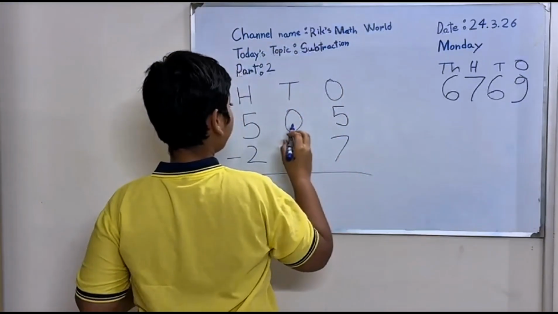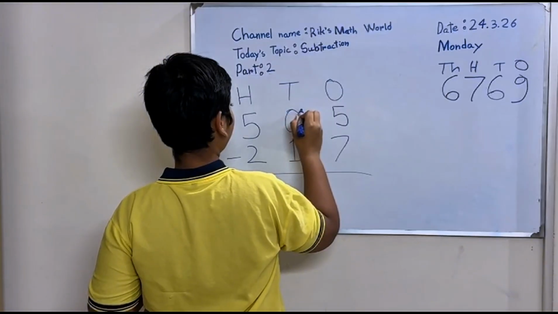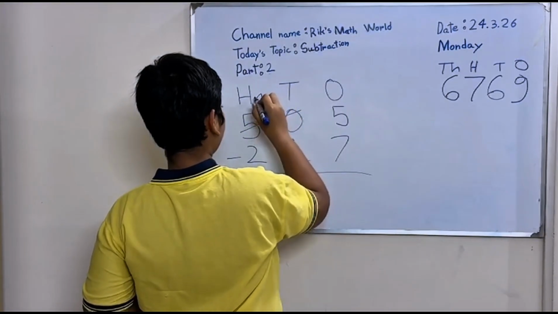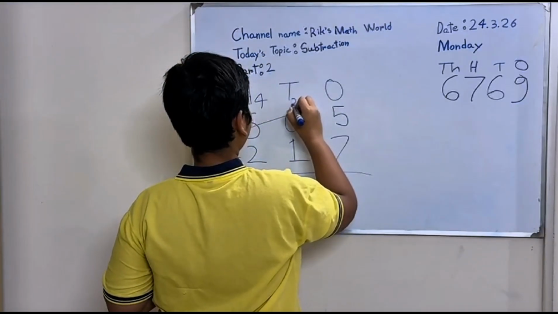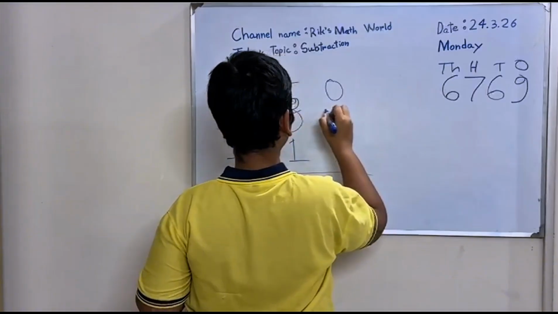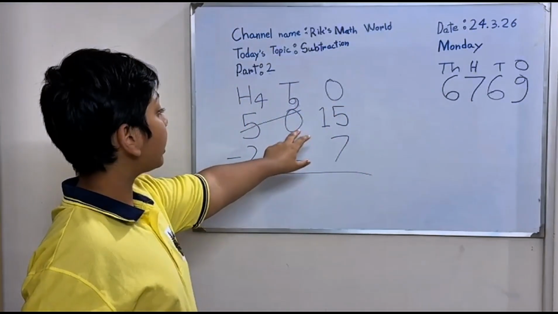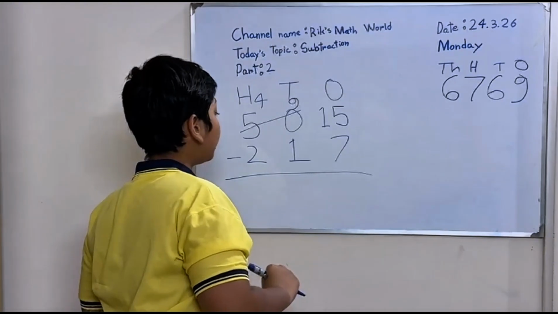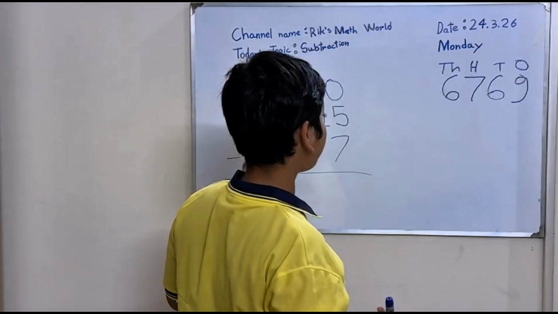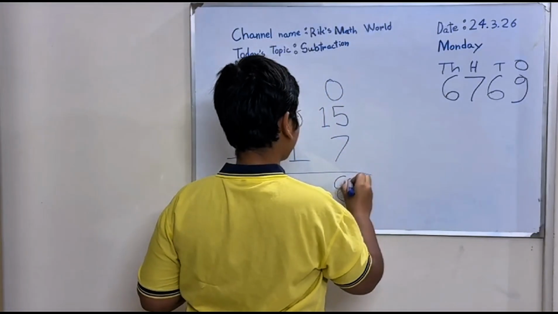So we cannot borrow from here. We have to borrow from this 5. So 1 will be deducted from here. So it will be like 49. So we can do it. Now because we will write here 1 and it will be a 15. So we can now do 15 minus 7. The answer of 15 minus 7 is going to be 8. Friends, it is going to be 8. So we will write here 8.